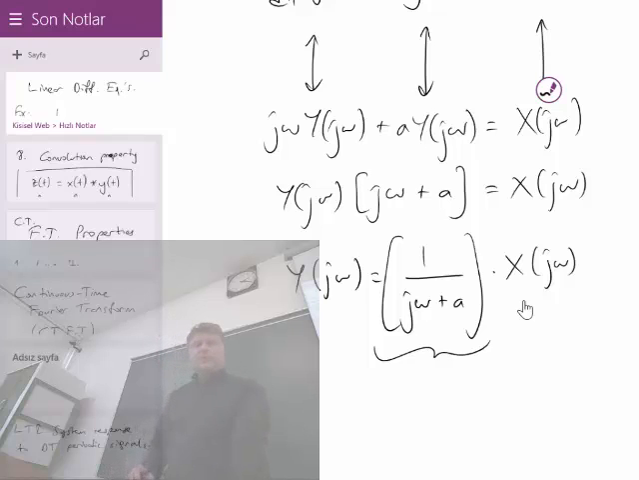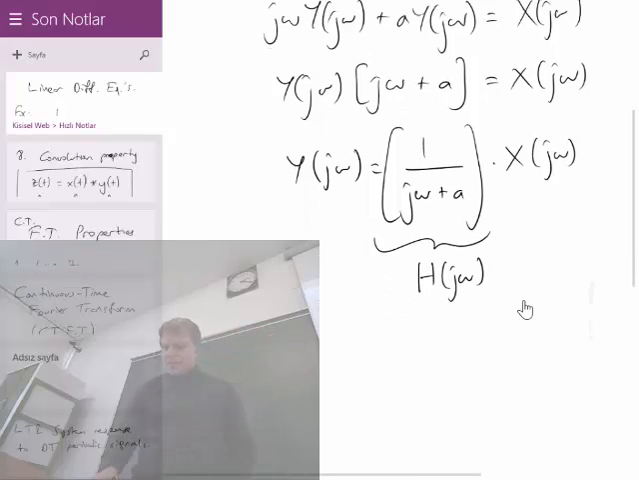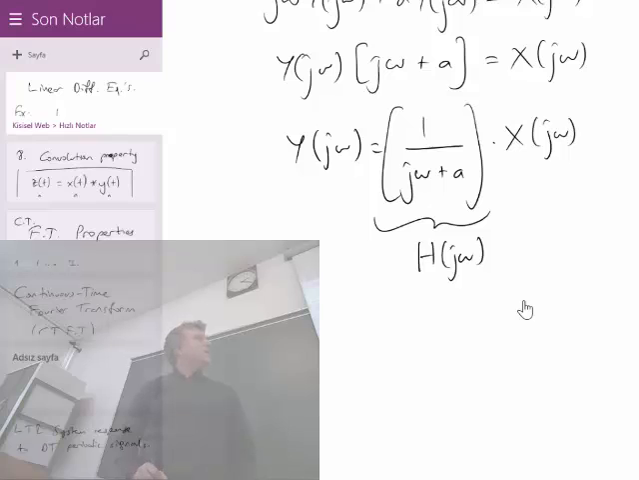Now this portion is nothing but H(jω), because X(jω) times H(jω) is Y(jω). Why is that? From the convolution versus multiplication property. We know that y(t) is equal to h(t) convolution x(t), isn't it? So in the frequency domain, it is Y(jω) equal to H(jω) multiplied by X(jω). So what we have here inside the huge parentheses is H(jω).